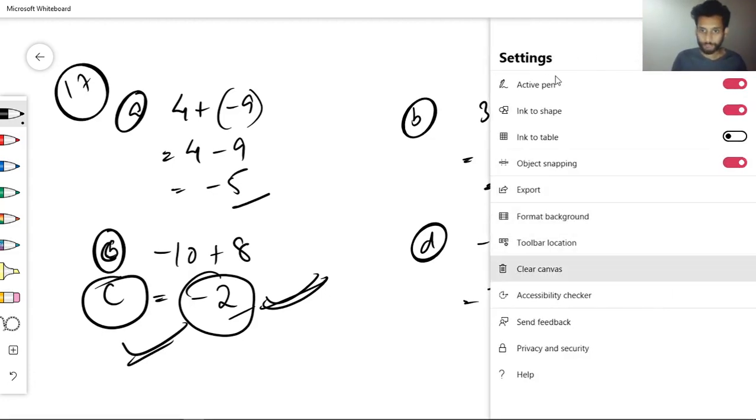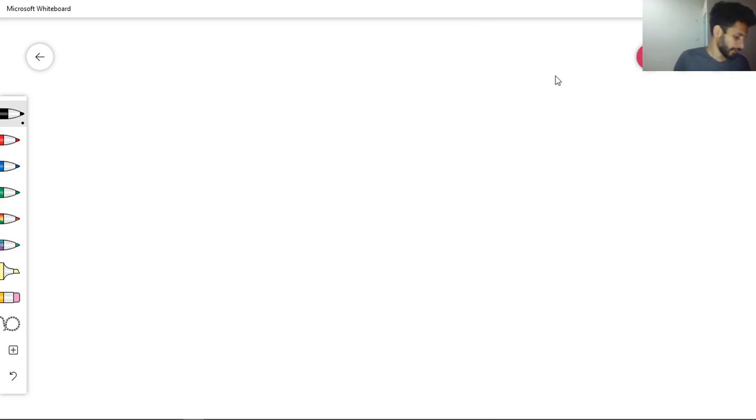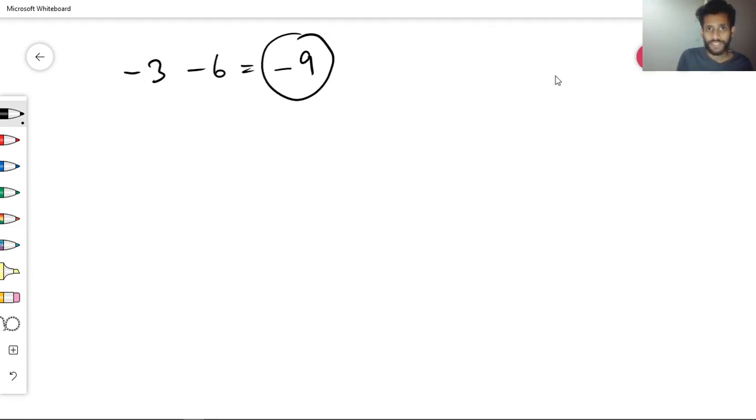Then next one, question number 18. Which one is true? The sum of two negative integers is a positive number. So if I add minus 3 and minus 6, what will be the result? The result will be 9, but the result will be in minus, so it is a negative number. So this is wrong. A is wrong.